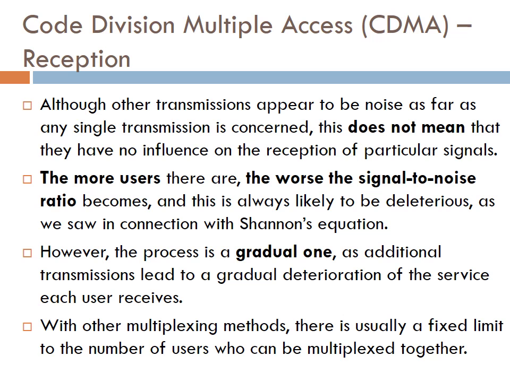However, the process is a gradual one, and additional transmissions lead to a gradual deterioration of the service each user receives. With other multiplexing methods or techniques, there is usually a fixed limit to the number of users who can be multiplexed together.